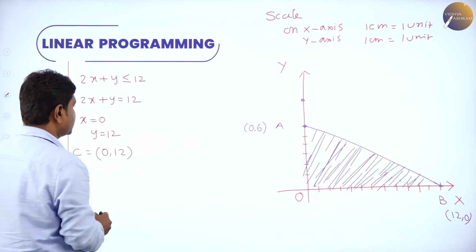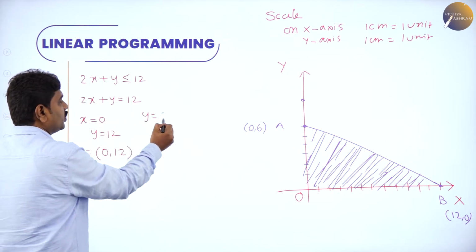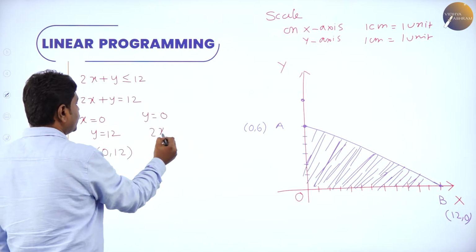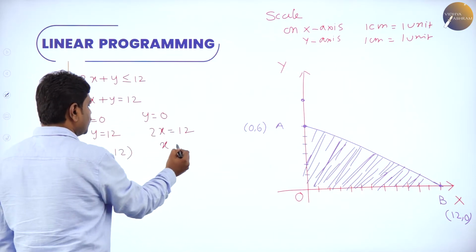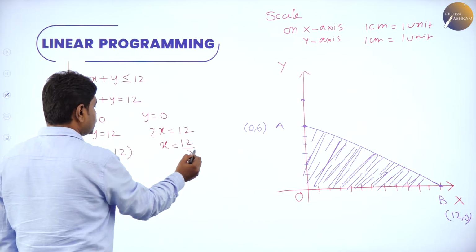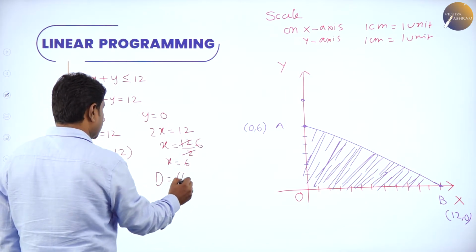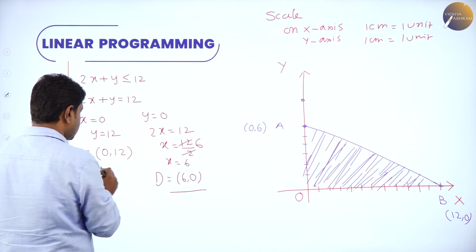One point on the y axis, and put y equal to 0, you'll get a point on the x axis. In the place of y, if I put 0, I'll get 2x equal to 12. So x will become 12 divided by 2, that is 6. So you got x as 6. So D is 6 comma 0. So you got C and D.